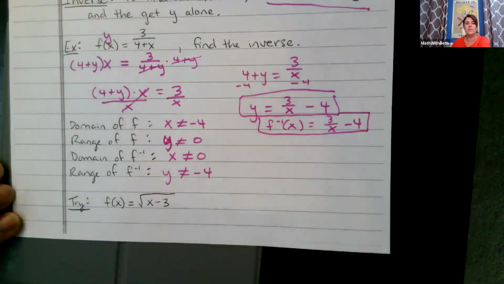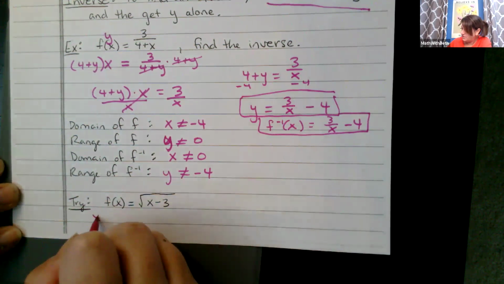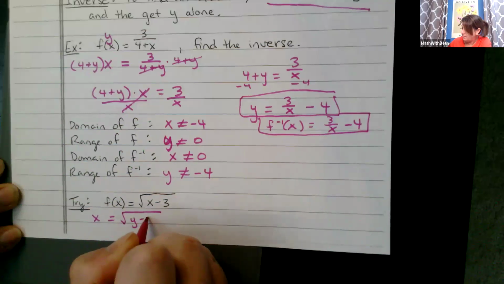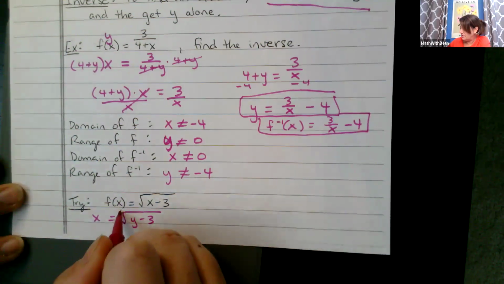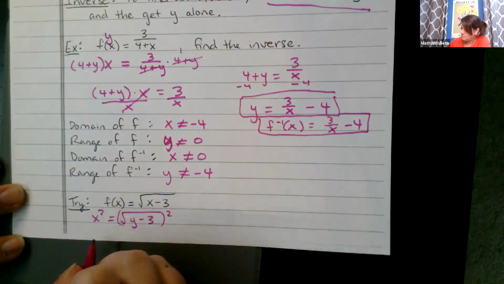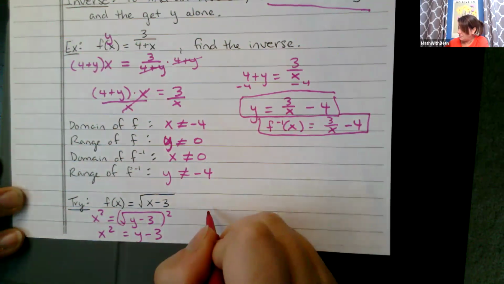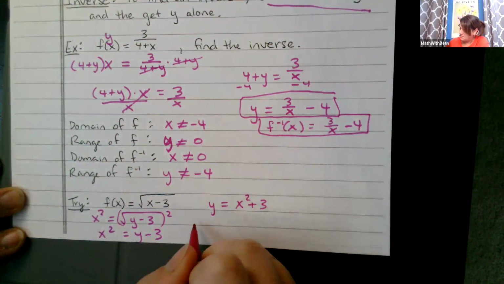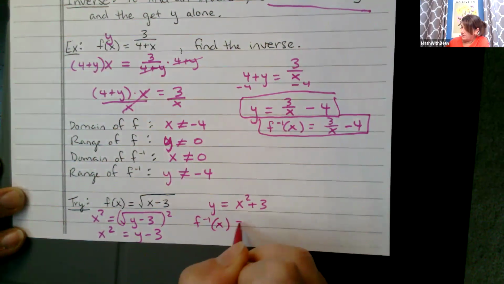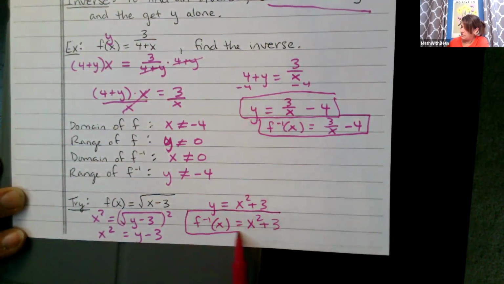Okay. If you want to try one more, you can pause it and try this one. Switch where the x and the y are, and then decide what algebra you need to do to get that y by itself. In this case, we would definitely need to square both sides. And then you would just need to add the 3. So f inverse of x would be x squared plus 3.